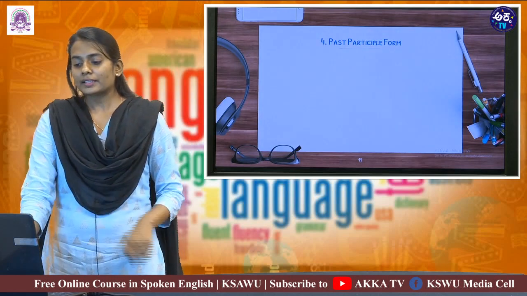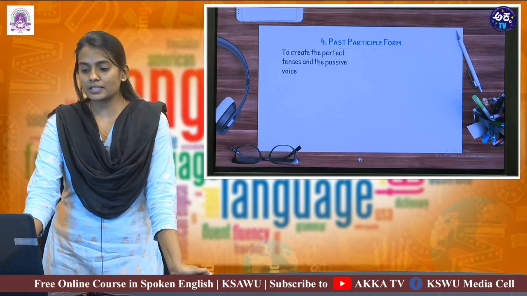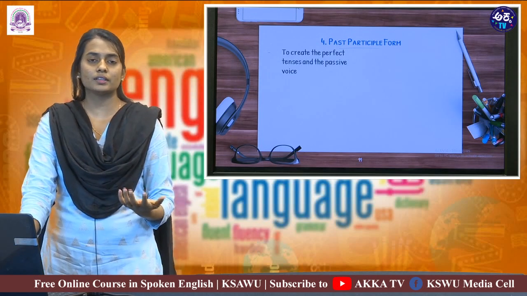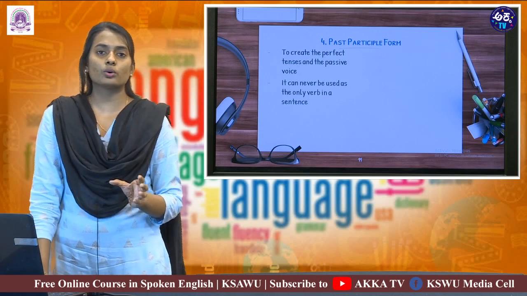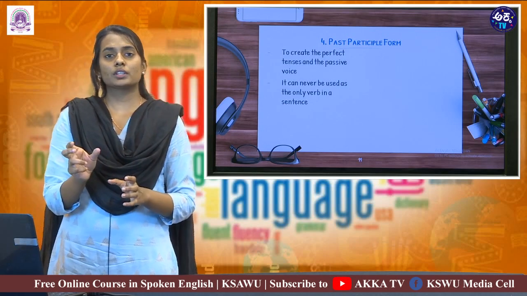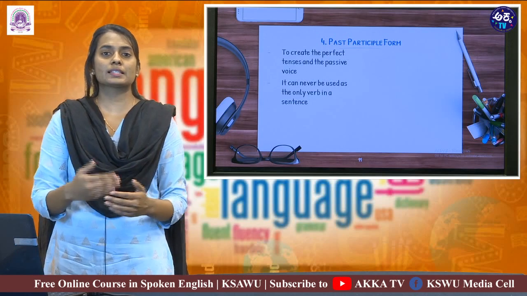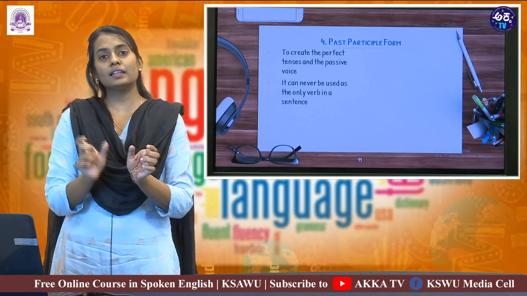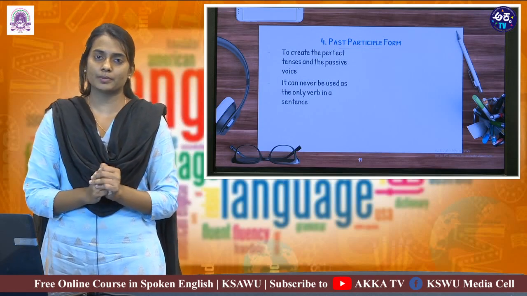Okay, then the next form, the fourth form, is the past participle form. So in the past participle form, we will tell about the perfect tense and the passive voice later. Okay, it can never be used as the only verb in a sentence. So with this verb we must always add another word, for example have, has, were, was, such words are added with the verb. So that we call the past participle form.